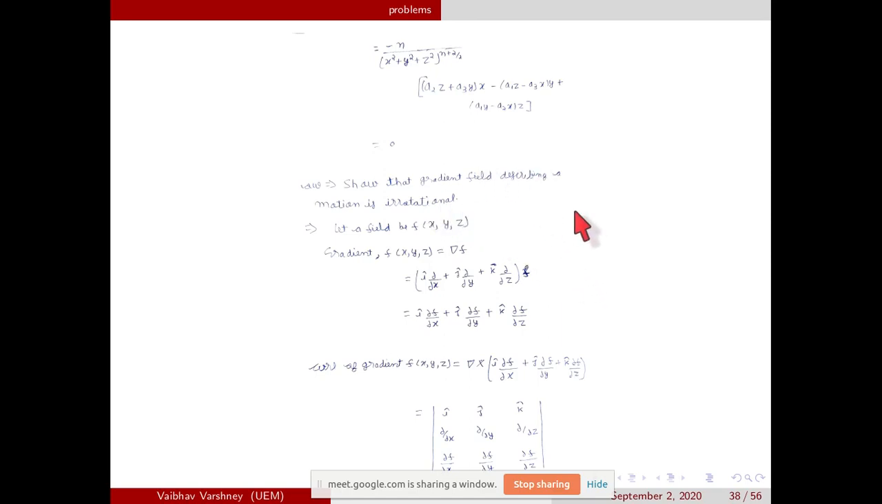So should I start the next question? Yes, sir. Okay. So the next question is, show that the gradient field describing a motion is irrotational. It's a simple question, it means there is some function.